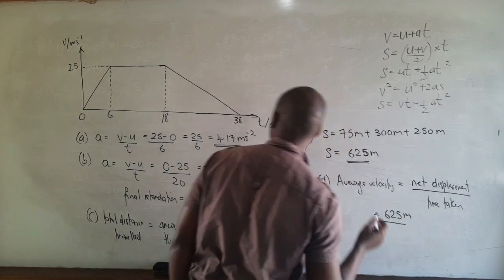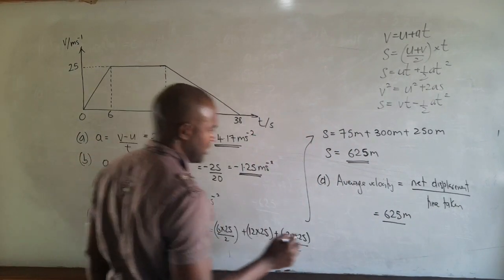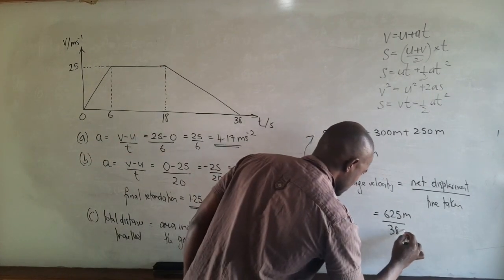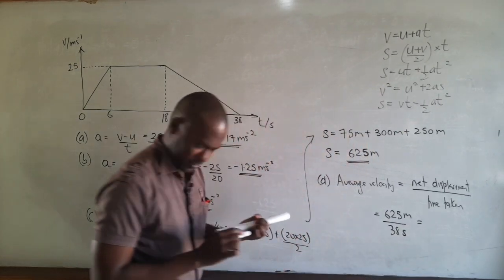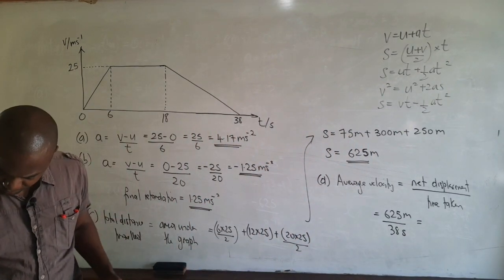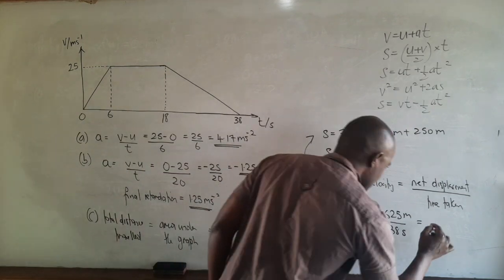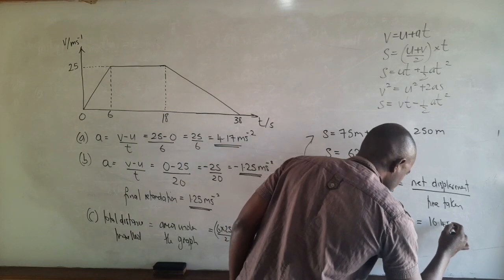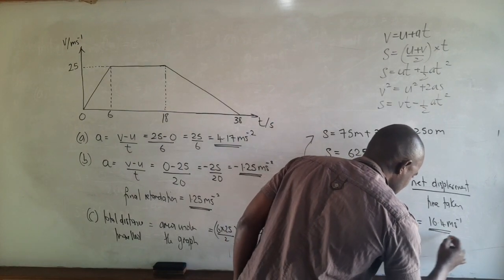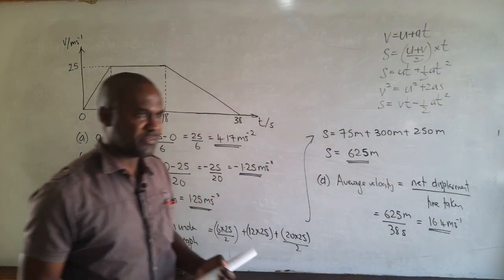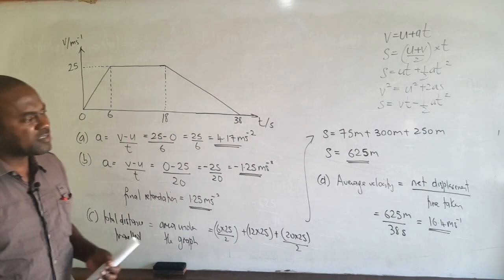That is divided by the total time taken, which is 38 seconds. And this gives us 625 divided by 38, which is approximately 16.4 meters per second. All right? So this, of course, is the average velocity for the car's entire journey.